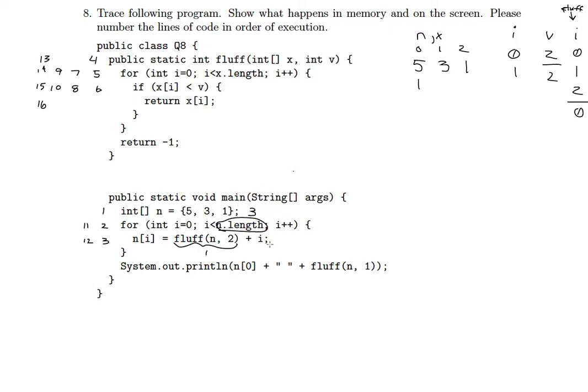And this gets added to my current value of this i, which is also a 1. 1 plus 1 is 2. And my i is at a 1. So this gets set equal to 2. Now I go around the loop again, and I set i equal to 2. This is the last time through the loop for me. Now I'm at step 17, checking my for loop. Yes, I can go in there. At step 18, with n equal to 2, I call fluff one more time.